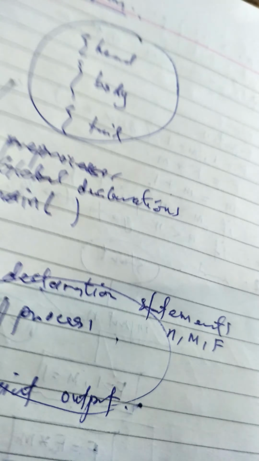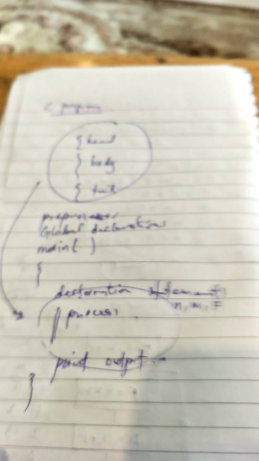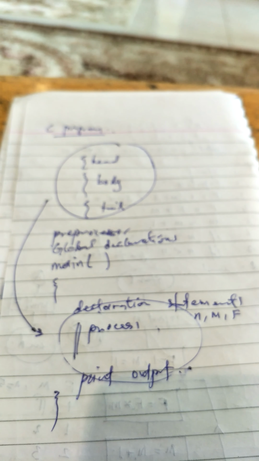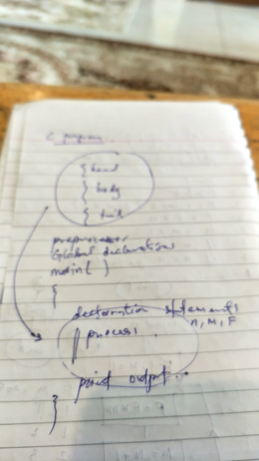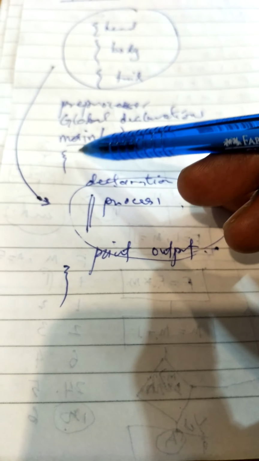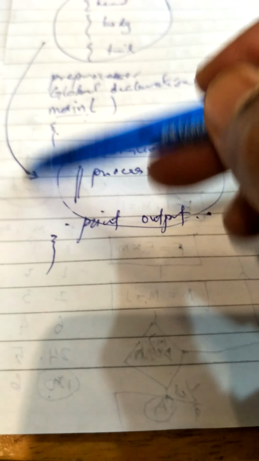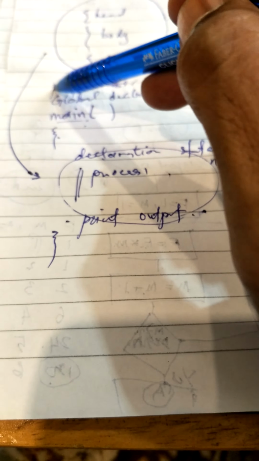So basically this is the general structure of a C program. What we must have here is main, you must have this, then you need to open the bracket and close the bracket. This is a must.